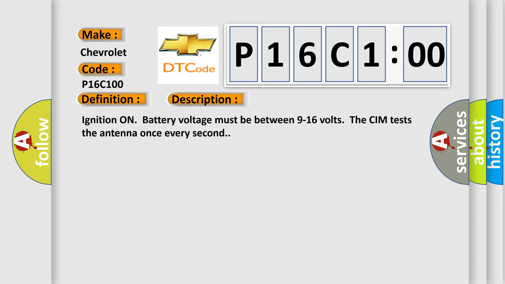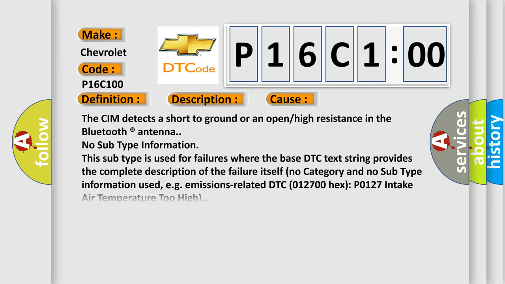Ignition on, battery voltage must be between 9 to 16 volts. The CIM tests the antenna once every second. This diagnostic error occurs most often in these cases: the CIM detects a short to ground or an open or high resistance in the Bluetooth antenna.